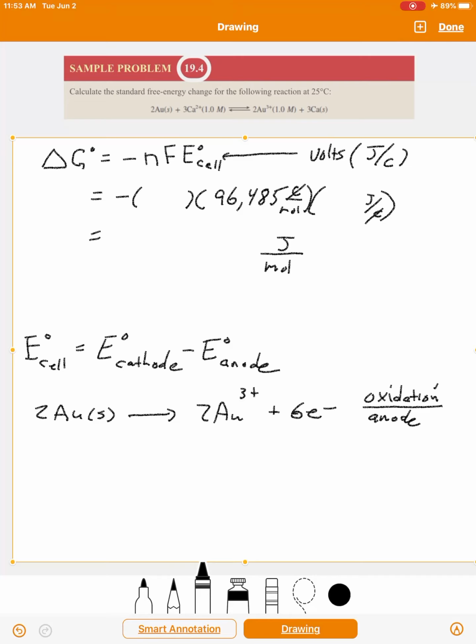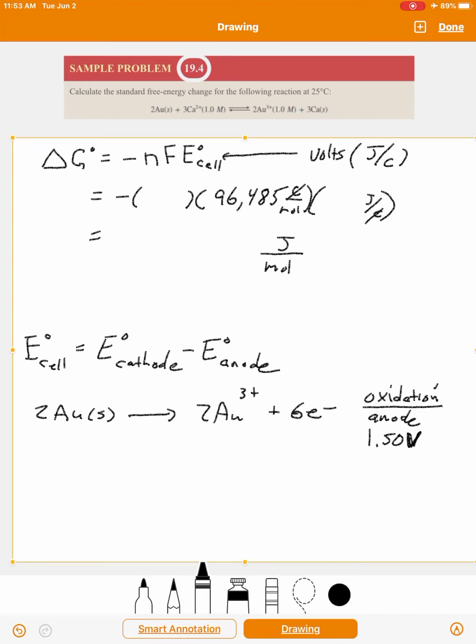So what we do is we look up that potential for gold, and I'm not going to show it to you here, but I'm going to give you the voltage looking it up. It is 1.50. Okay, so we're going to use that potential 1.50.